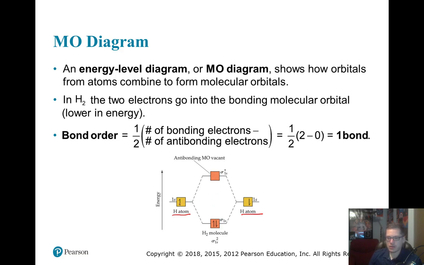When you're filling in your electrons, hydrogen came in with one electron here, and hydrogen came in with one electron here. You're always going to fill them in from bottom to top, okay? So your two electrons both go in that bottom orbital, and you're good to go.